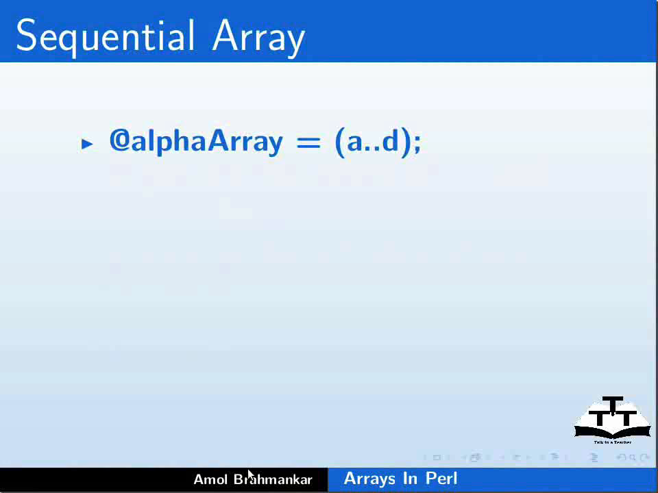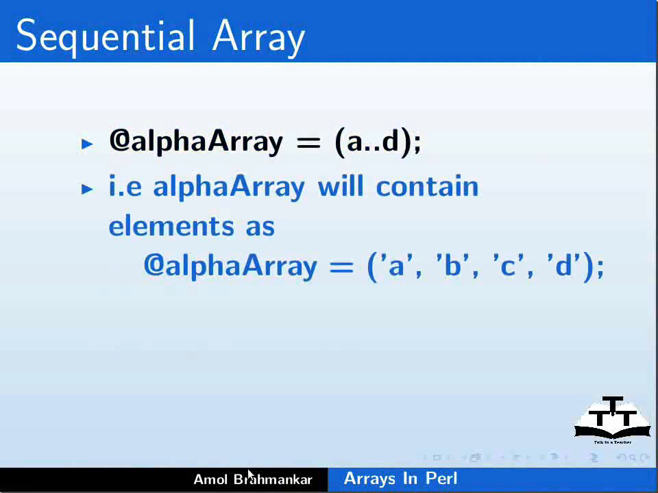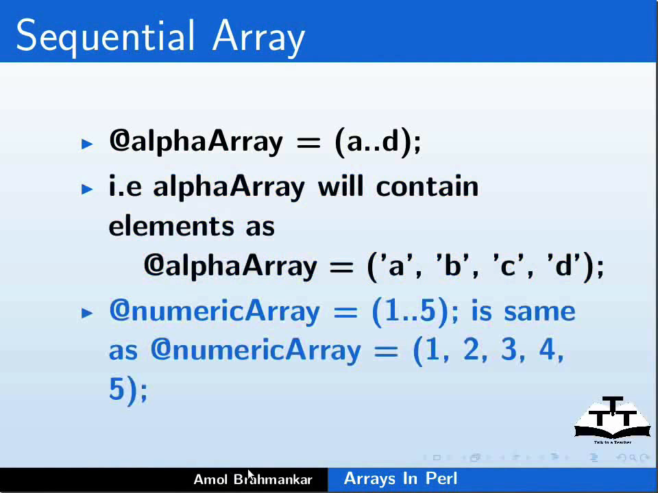In Perl, we can declare a sequential array as @alpha_array equal to open bracket a dot dot d close bracket semicolon. That is, alpha array will contain elements a, b, c and d. Similarly, @numeric_array equal to open bracket 1 dot dot 5 close bracket semicolon is same as @numeric_array equal to open bracket 1, 2, 3, 4, 5.